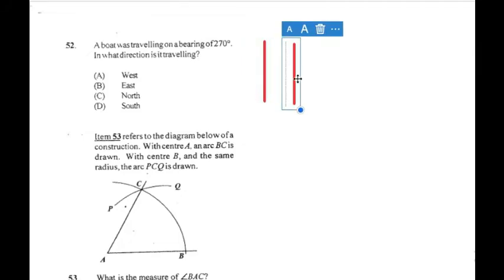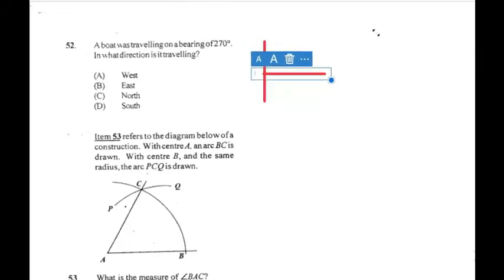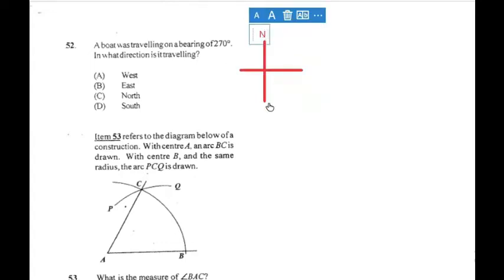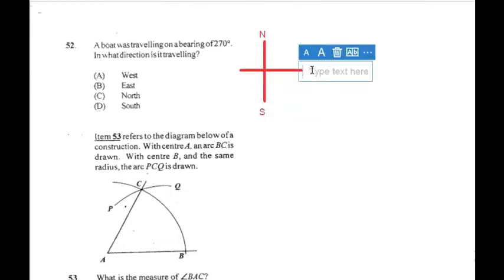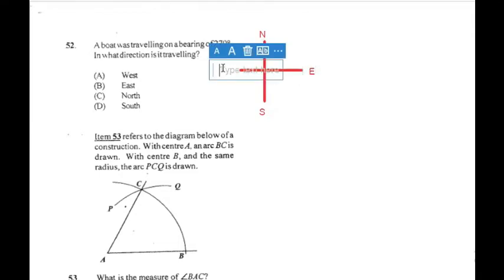So 52, a boat was traveling on a bearing of 270 degrees. In what direction is it traveling? So guys, remember the bearing. So it is north, south, east, and west. So let's just say it's north, south, and then east and west.